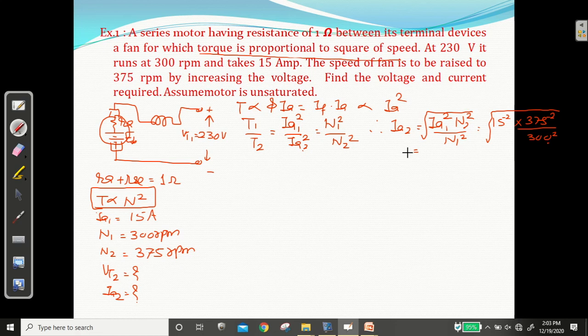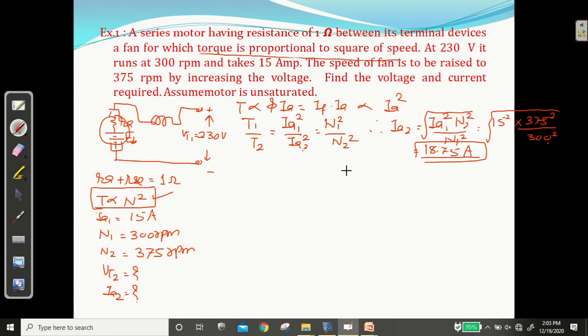So if I use the calculator, I am going to solve it. Yes, I am getting 18.75 ampere. So from the torque condition given, torque is proportional to N square, I am getting IA2.